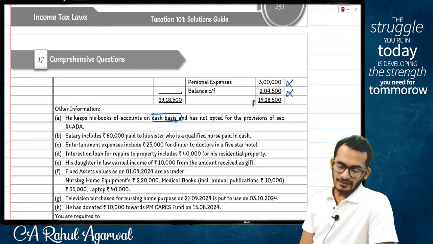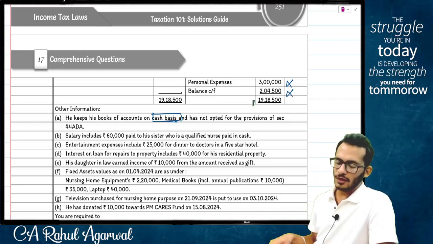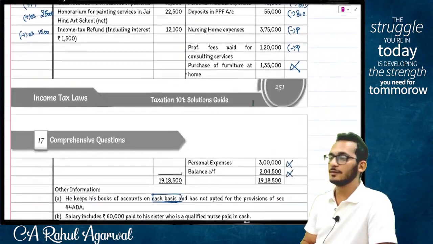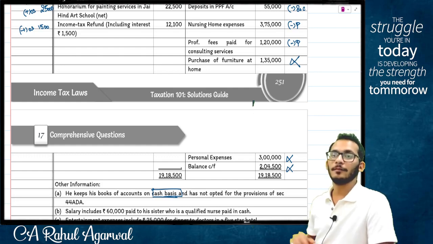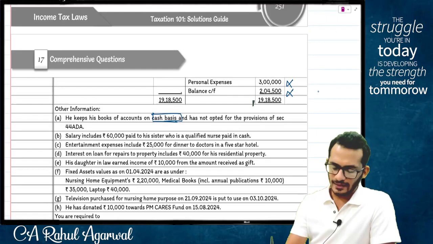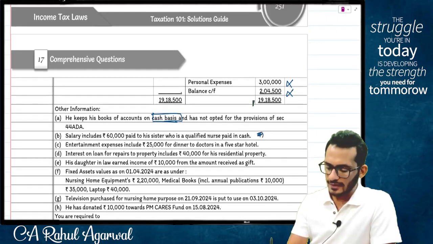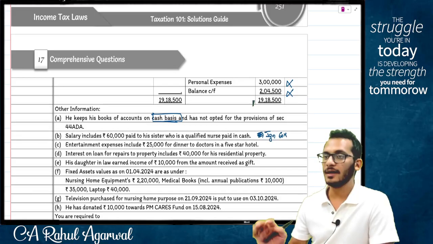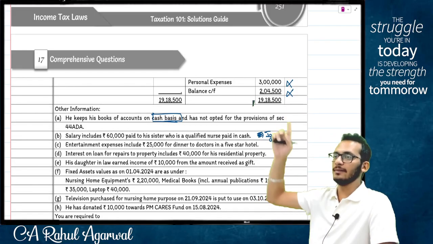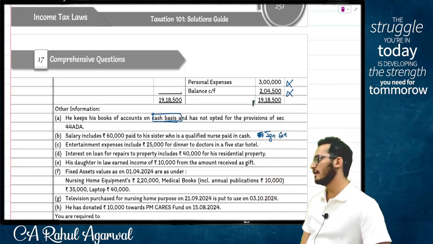Yes, he has kept his books on cash basis. That is what we have done. Salary includes 60,000 paid to his sister who's a qualified nurse, paid in cash. People, the salary which I've paid is 3,50,000, in which 60,000 is paid by cash. Allowed, not allowed? Not allowed because exceeding 10,000, which means I will ignore 60,000, people. Yes, people, I can't disallow because I'm only doing direct method. So when I claim salary deduction, I'll ignore 60,000 in that salary.